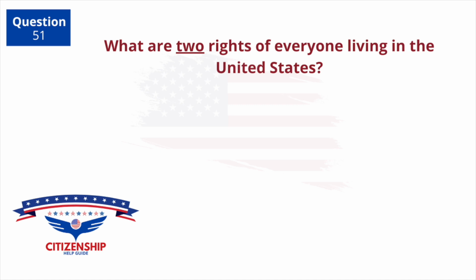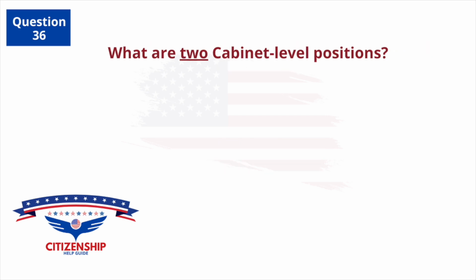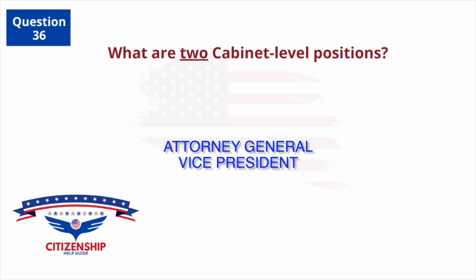What are two rights of everyone living in the United States? Freedom of religion, freedom of speech. What are two cabinet-level positions? Secretary of Defense, Secretary of Education.